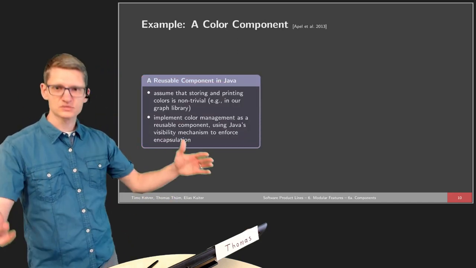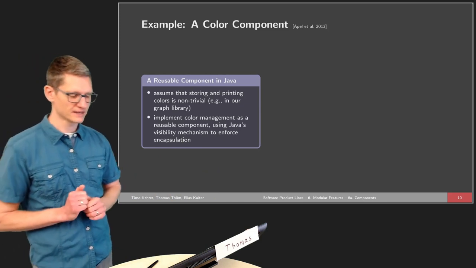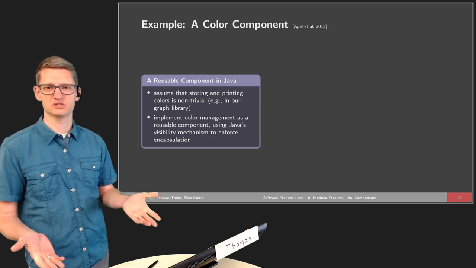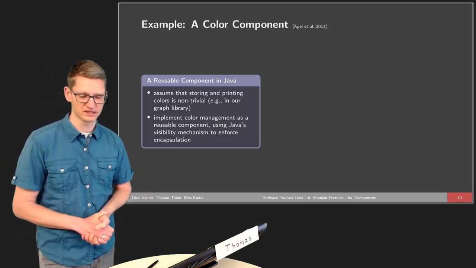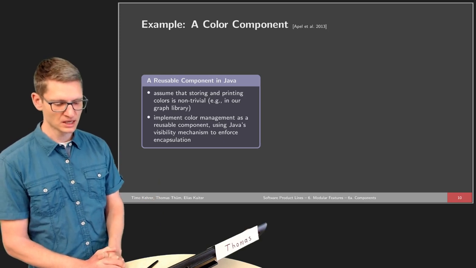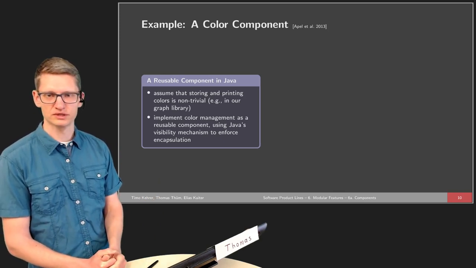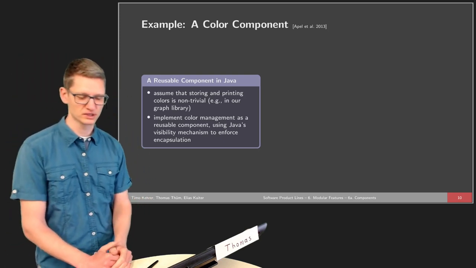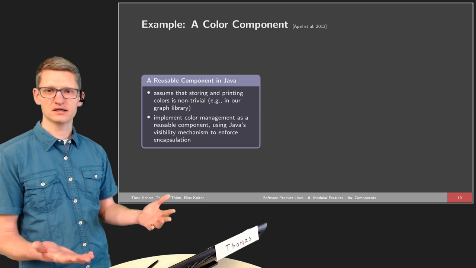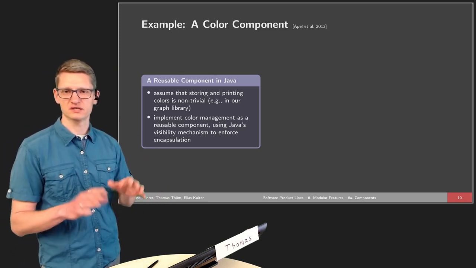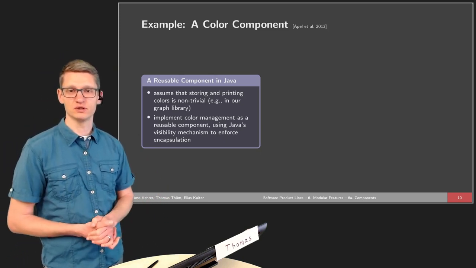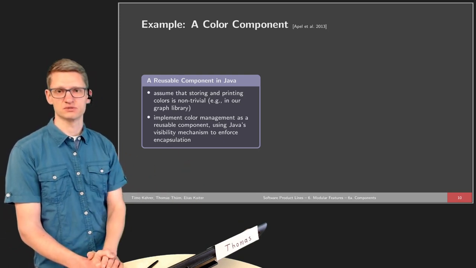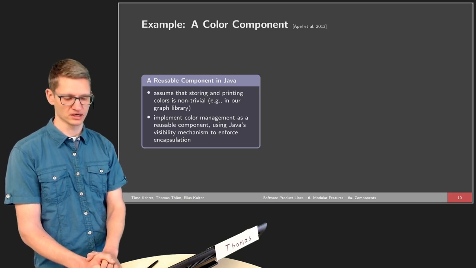But let's come to the actual part of the lecture. We will talk about software product lines, and how to implement them with components. We can imagine that we have a reusable component in Java, and for now we assume something very weird. We assume that the handling of colors is non-trivial. So there's a lot to do, and in our graph library, we don't want to implement this on its own, but we want to delegate this to a special component handling all the color parts.